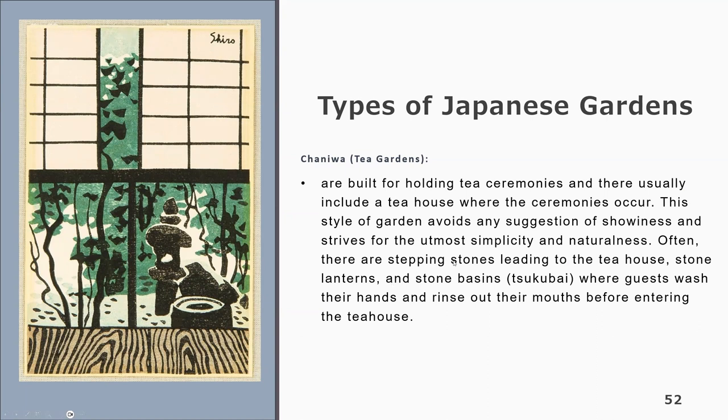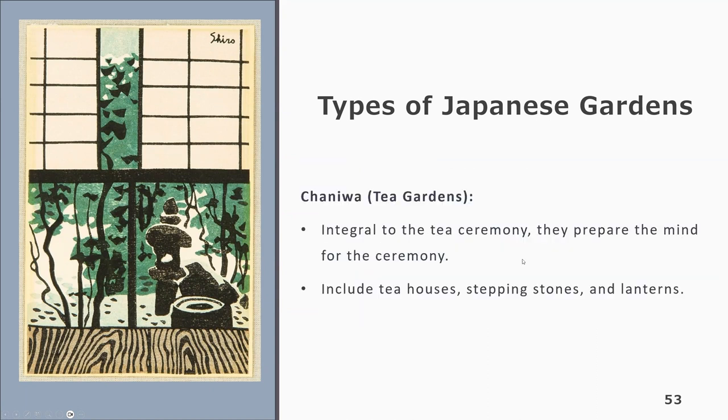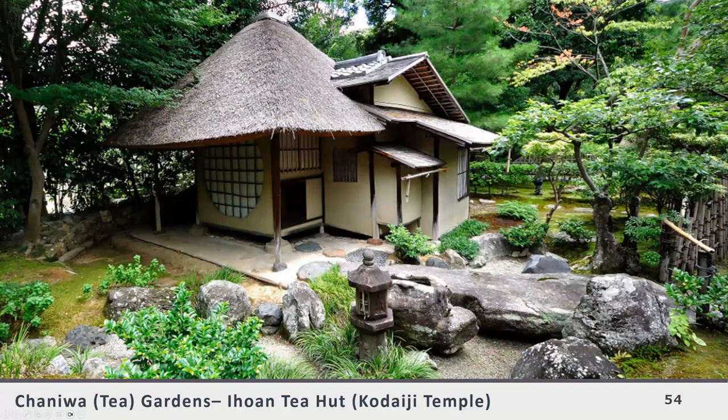And to show a link to nature, right? So there's often stepping stones leading to the tea house. There's stones, lanterns, a stone basin to wash your hand. And overall, super simple, right? And they prepare that. So in a way, when you get to a tea garden, it's so simple that your mind starts to prepare for the tea ceremony, right? That includes those elements. This is, again, a very simple tea house.